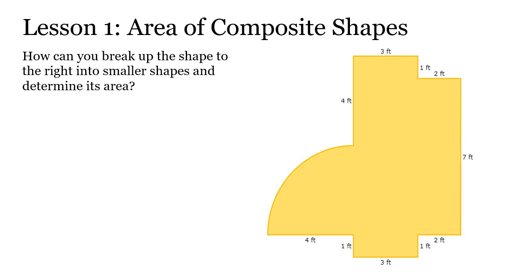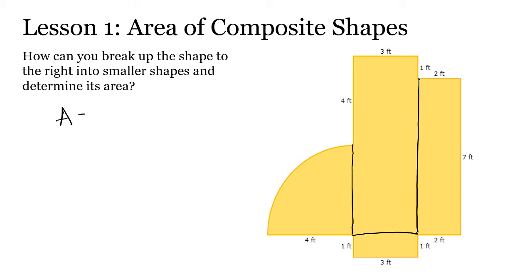So let's try some examples, starting with lesson 1, area of composite shapes. How can you break up the shape to the right into smaller shapes to determine its area? Well, you've got to remember you're looking for parts of circles, rectangles, and squares. So you can divide this into 1, 2, 3, 4 different shapes. Find the area of each of those pieces and then add them up.